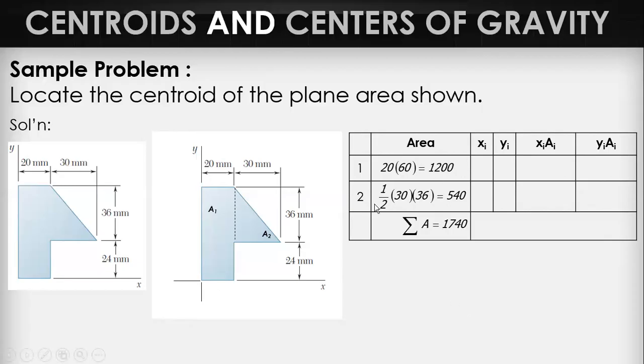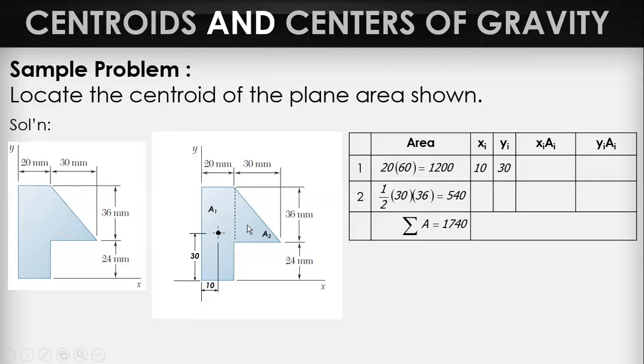Distances, x1. Ang center sa element 1 nasa geometric center sa rectangle. So, muna ito x1. So, it's obvious that this is equal to 10. 1/2 sa 20, 10 siya. And then y1 is this. 1/2 sa 60, which is 30. So, 30 na.